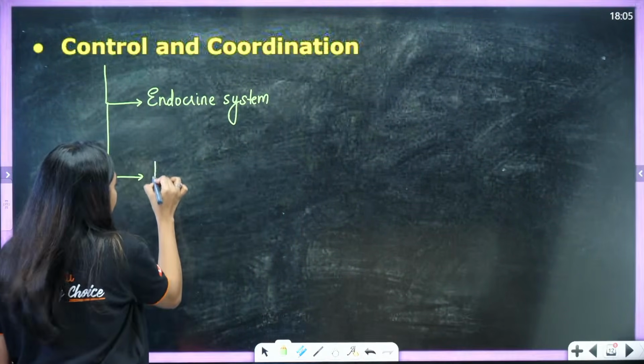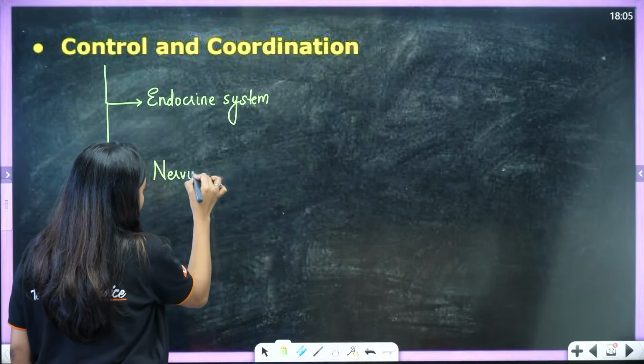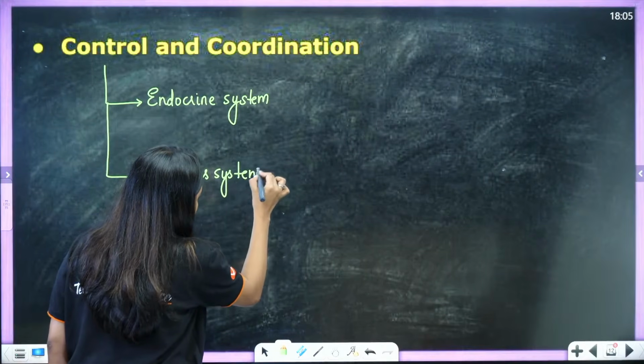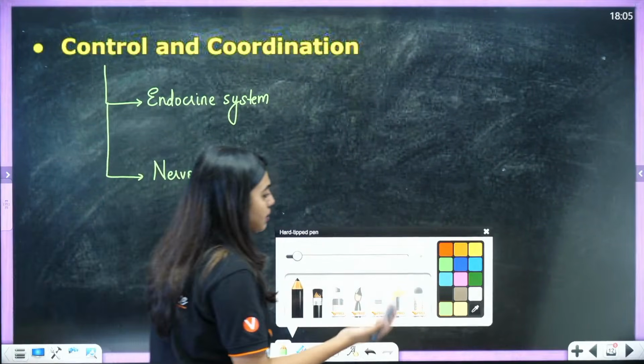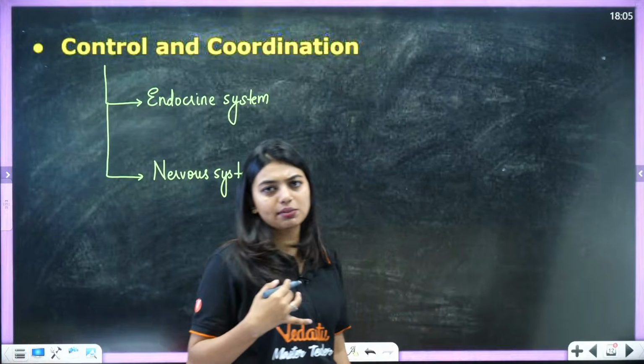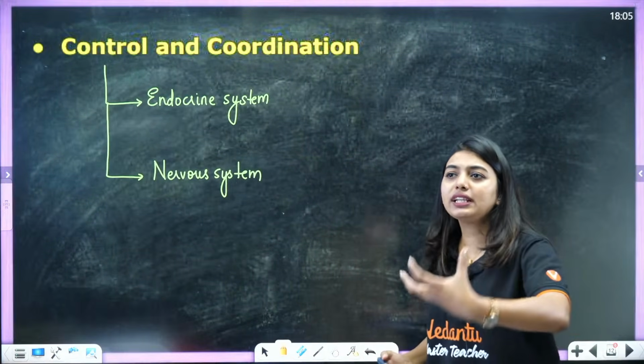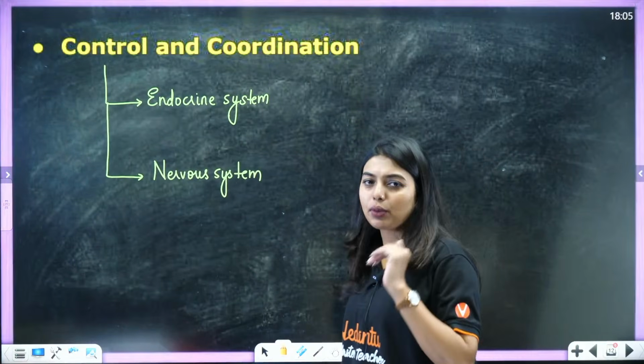Okay, one is my nervous system. Now, endocrine system and nervous system. Why are there two systems, ma'am? You can ask the question, no? Okay. Why are there two systems, ma'am? Why can't there be one system?